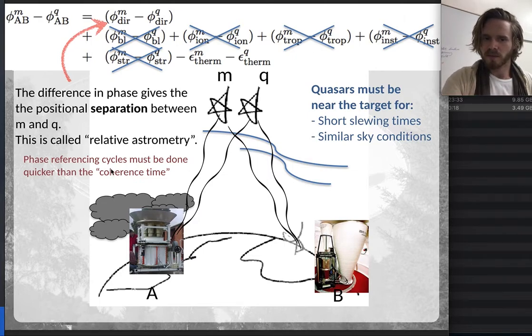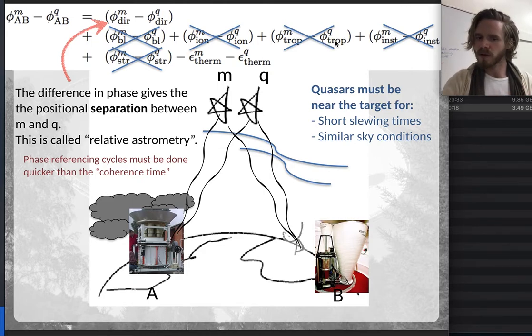And we call it the coherence time, how long the signal stays coherent. So this basically means the fastest changing error term here is typically the troposphere. It depends on which frequency you're working at, but typically the troposphere will be the most quickly changing one.